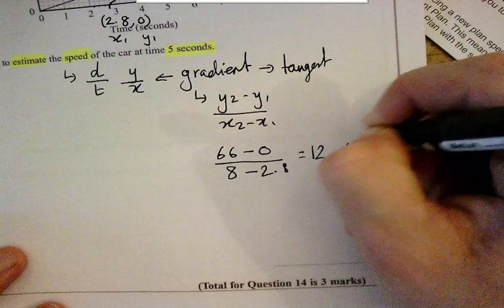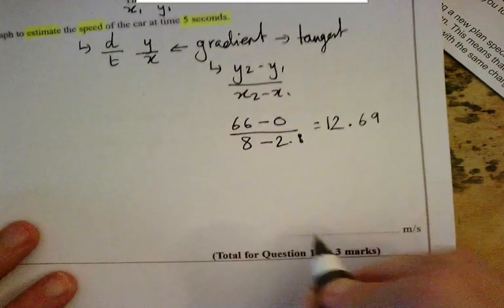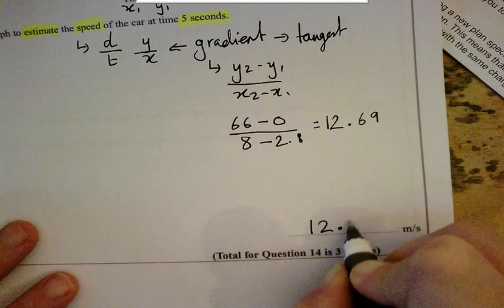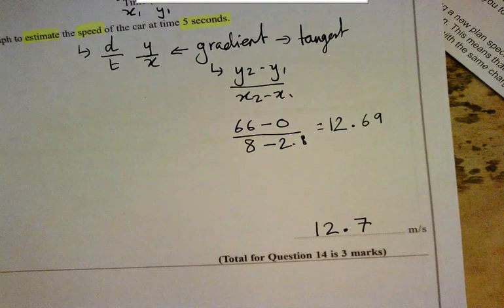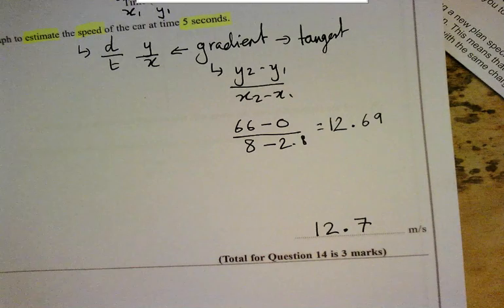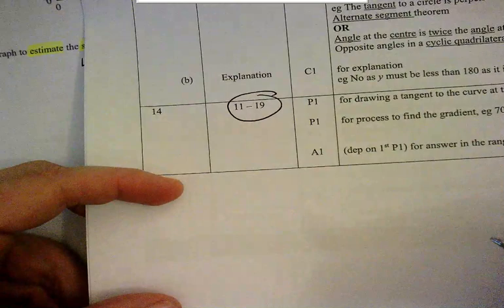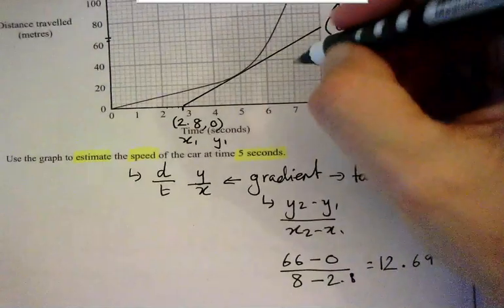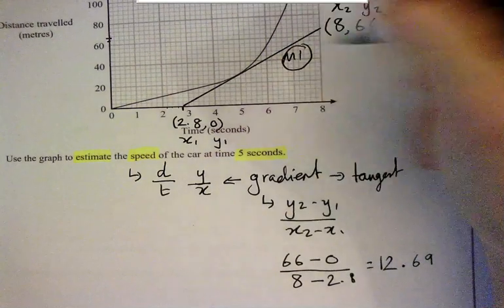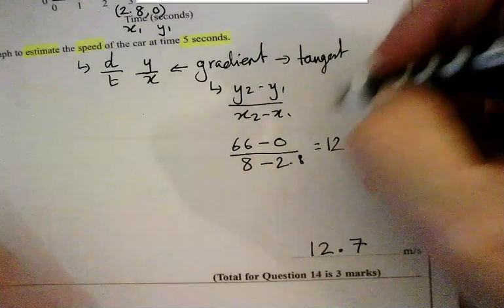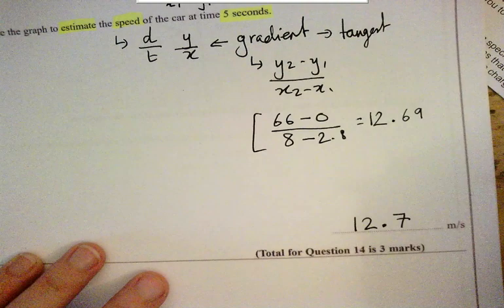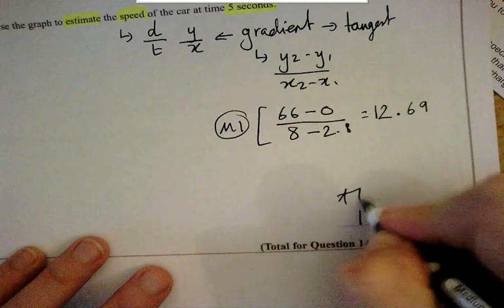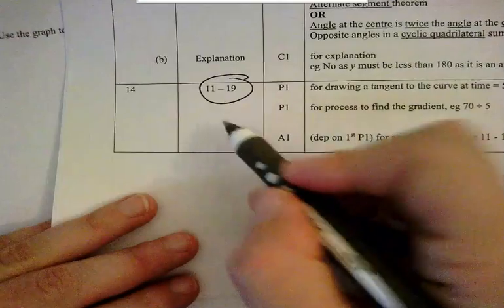They haven't specified a degree of accuracy, so I'll give it to 3 SF. You would get full marks for anything in the range 11 to 19. You get 1 mark for drawing a tangent, 1 mark for your process to find the gradient, so this line, and then full marks for an answer between 11 and 19.